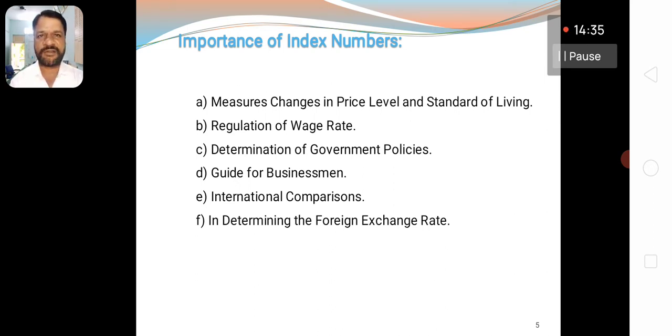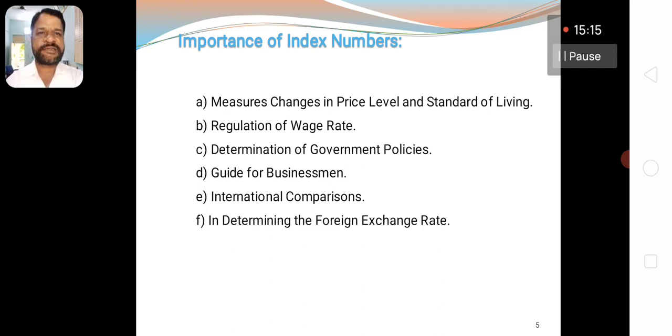And what is the standard of living? According to the standard of living, what they are required to spend can be measured with the help of the index number. And index numbers are the regulators of wage rates. The wage regulations are to be framed by the different state governments, or it may be the central government. According to the state government regulations, one has to pay the wages to the workers per day of 8 hours, or per week or per month.